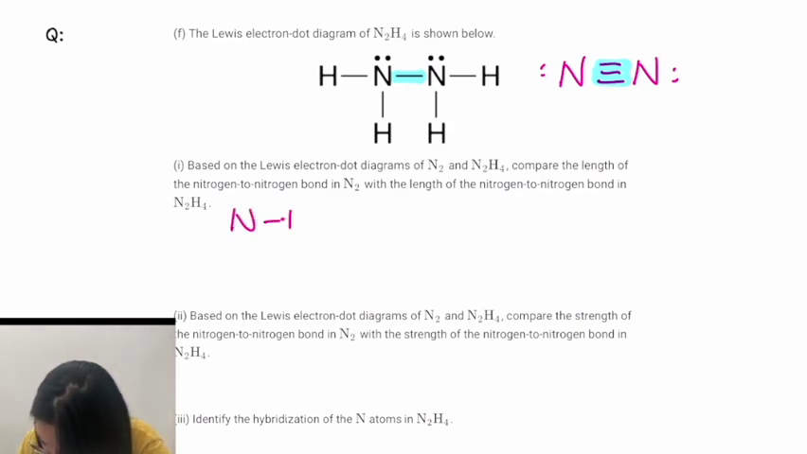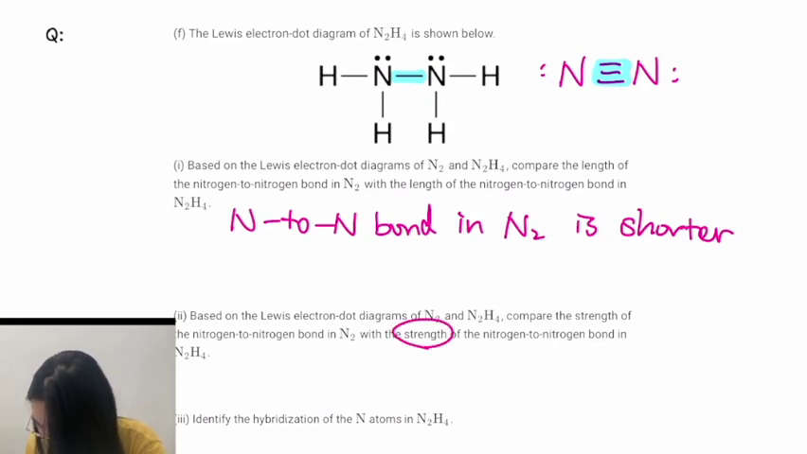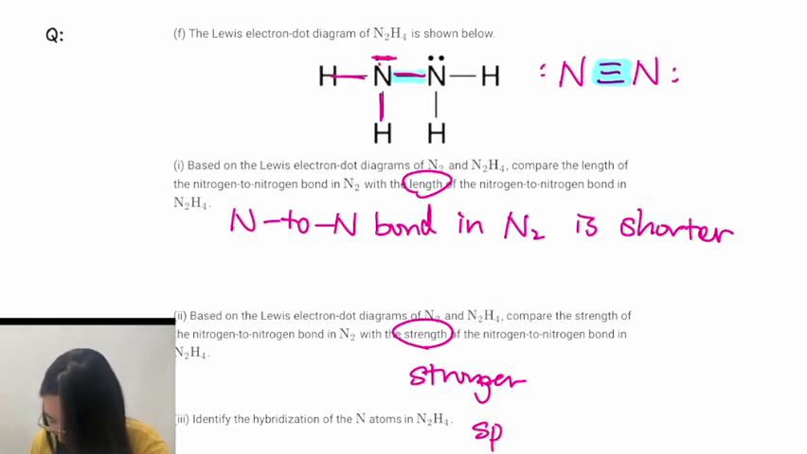So the nitrogen to nitrogen bond in N2 is shorter. And next, compare the strengths. Then it is stronger. And the last one, identify the hybridization of the nitrogen atoms in hydrazine. In hydrazine, the nitrogen atom has 1, 2, 3, 4 electron pairs, so it has sp3 hybridization. This is it for Unit 2.